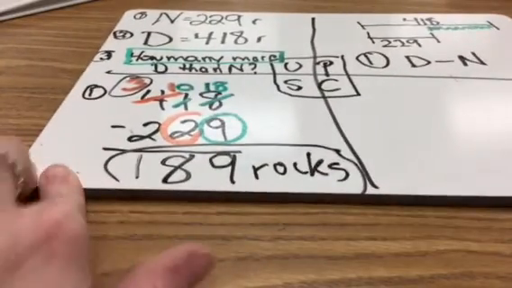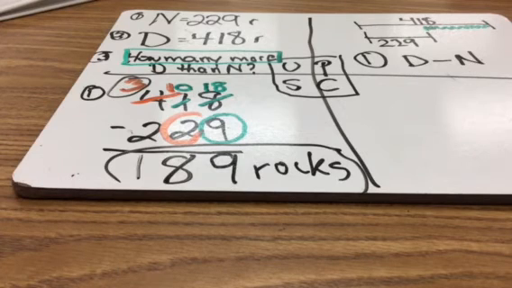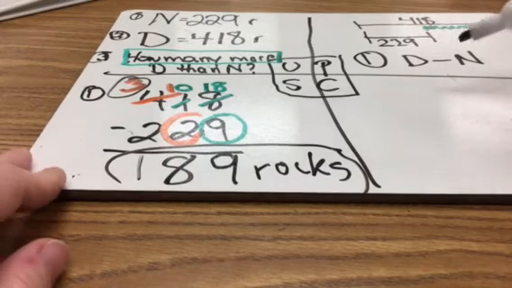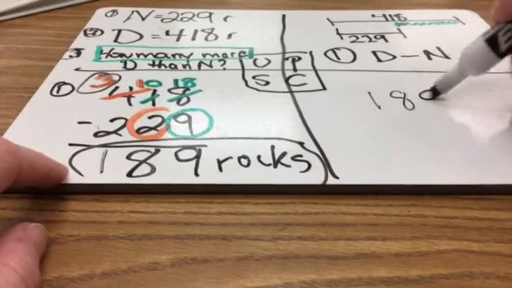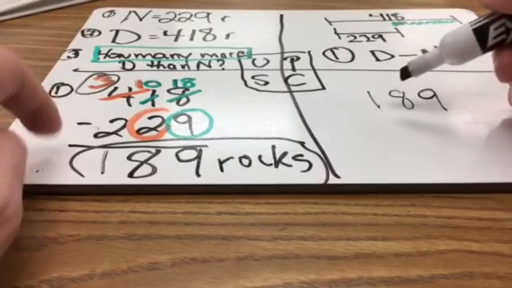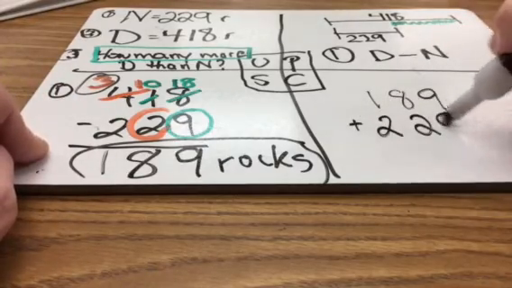Now, I need to check my answer just to make sure that it's correct. This isn't part of the solve. This is just checking to make sure you did your work correctly. So I'm going to go over to the checkbox and I'm going to work bottom to top. 189. The opposite of subtraction is addition, plus 229.